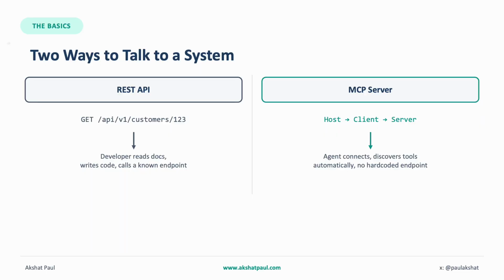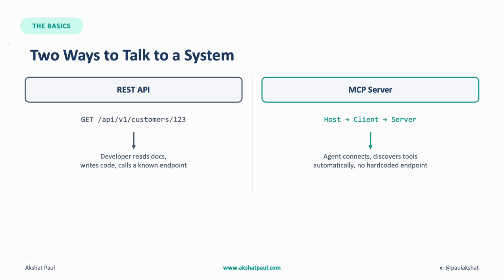Let's ground this quickly because you need both pictures in your head before the comparison makes sense. A REST API is the classic model. You've done this 1,000 times. There's a URL, there's an HTTP verb, GET /api/v1/customers/123. A developer, a human, read some documentation, figured out that endpoint exists, wrote code that calls it, and handles whatever comes back. Nothing happens unless a person already knew the shape of that API ahead of time.